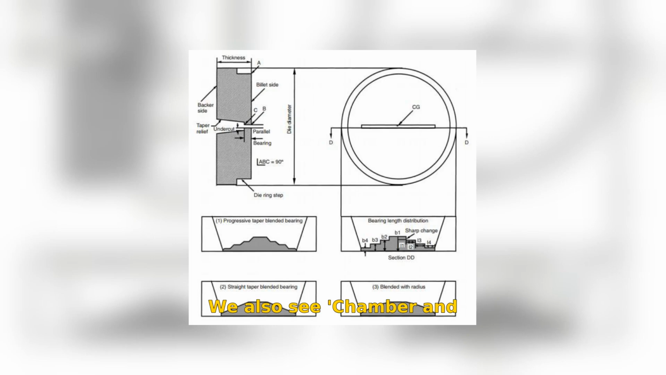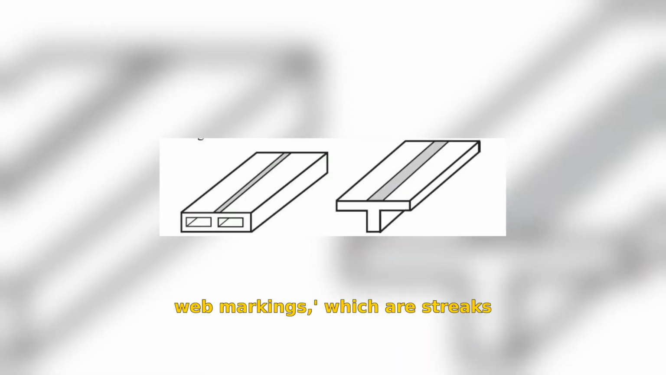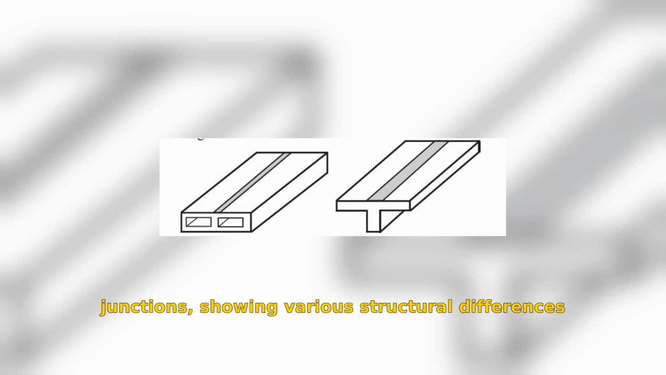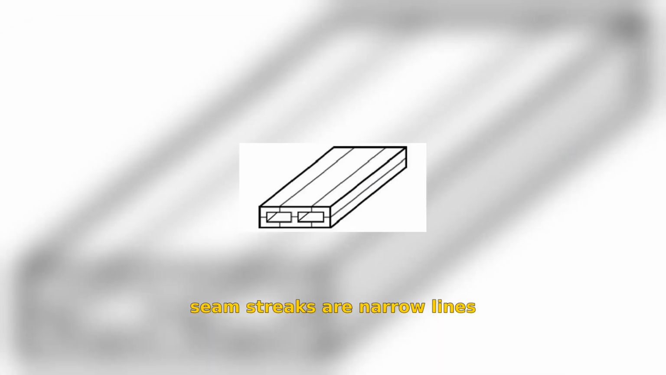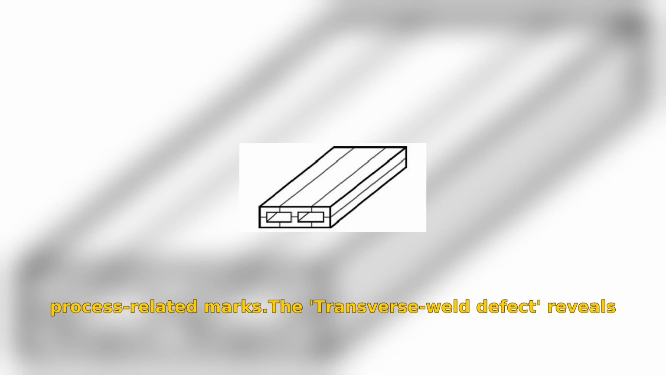We also see chamber and web markings, which are streaks that occur at profile cross-section junctions, showing various structural differences in the strand surface. Longitudinal extrusion seam streaks are narrow lines running in the extrusion direction, often lighter or darker based on lighting, indicative of unavoidable process-related marks.